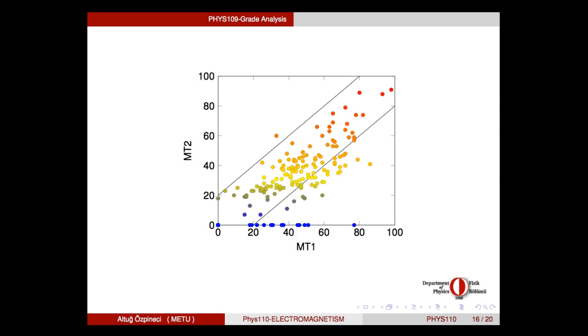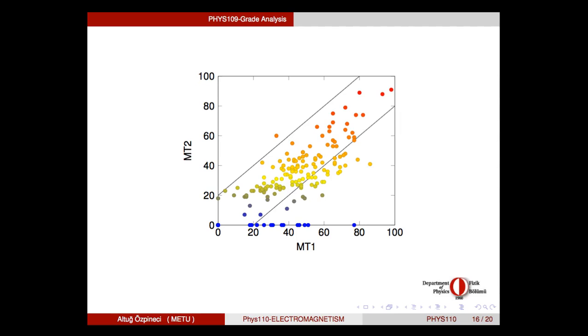So these are your grades from 109. The horizontal axis is your midterm 1 grade. This is the midterm 2 grade. Those blue lines are the students who took midterm 1 but didn't take the midterm 2. And those 2 lines just mark if your grades differ by 20. I mean, if you remember, I had this criteria for taking the makeup if your grades differ by 20. This is why I have that 20 level.